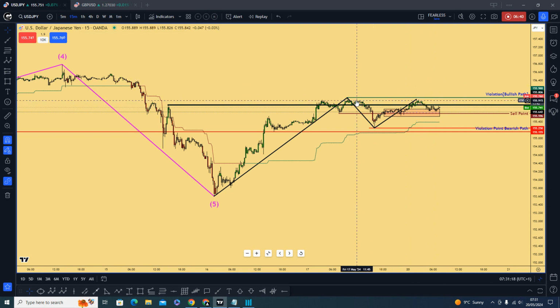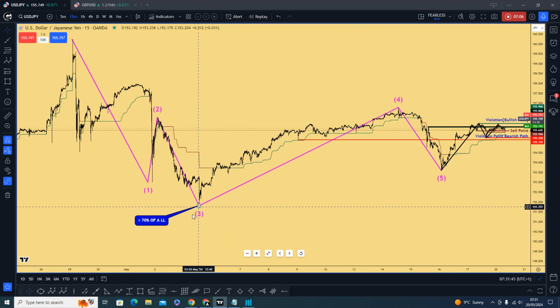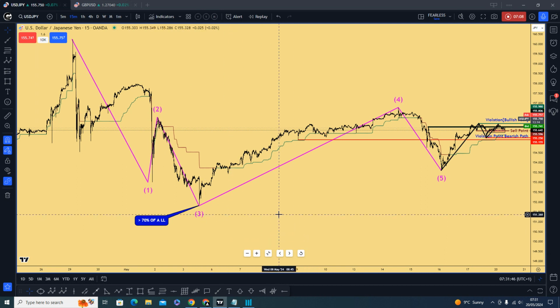Okay, so if we do not go above here, there will be no violation. Okay, but if we trade above here, there is a violation, and that invalidates any sell setup. The lure for me of selling the dollar yen is because we have a 3 at the low here, and that is my probability. The wave structure gives me a probability that no indicator is going to give me.